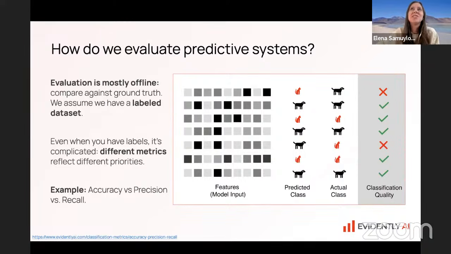So you would assume that if you know the answers, it's very easy to say whether you're right or wrong. But actually, even when you know the answers, there are so many metrics that you can use, right? So precision, recall, accuracy, this is just a very obvious example in classification, because each of them conveys a slightly different meaning. And when you optimize for a particular metric, you need to know what you're optimizing against.